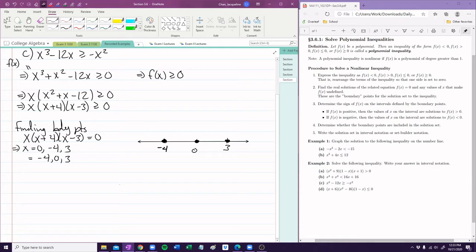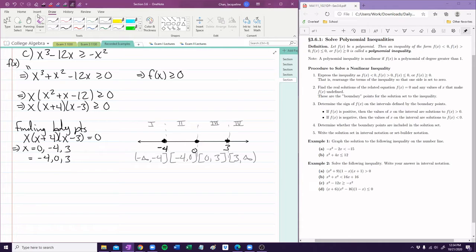Now, what are my intervals? I'm going to have 4 intervals. So what are all my potential ones? I have negative infinity to negative 4, and I'm going to put a bracket because of the closed circle. Then negative 4 to 0, 0 to 3, and 3 to infinity. Remember, when you have infinity, negative or positive, it's always attached with a parenthesis, because it can never be infinity.